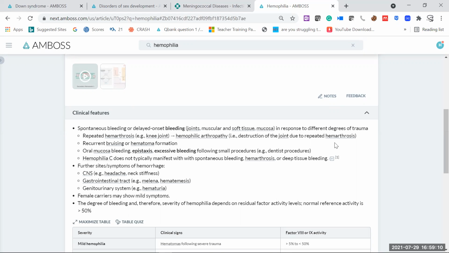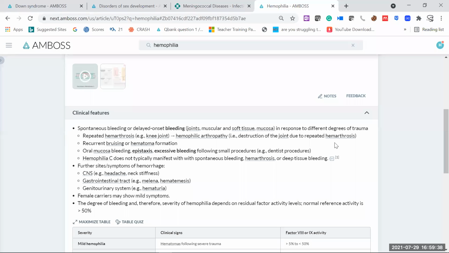So recurrent bruising, hematoma formation will be there, epistaxis, nosebleed, gum bleeding will be there. Every part will bleed a lot because there's deficiency of clotting factor. Once there are no clotting factors or deficient clotting factors, the bleeding will be too much, because these clotting factors are the ones that help in stopping the bleeding. Further symptoms of hemorrhage: the hemorrhage can be inside the brain as well.